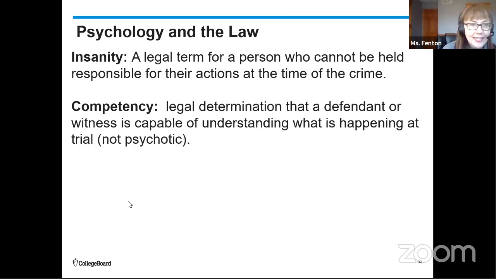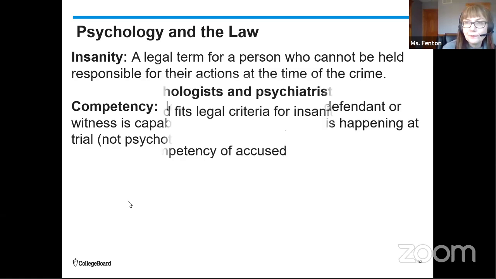And competency is more about, are they capable of understanding what's happening in the moment during trial? Can they be a defendant? Can they serve as a witness? And despite public misconceptions, the insanity defense is not something that's used much, especially in very serious charges. It's rarely effective in terms of really serious crimes, but it is sometimes used in misdemeanor situations.